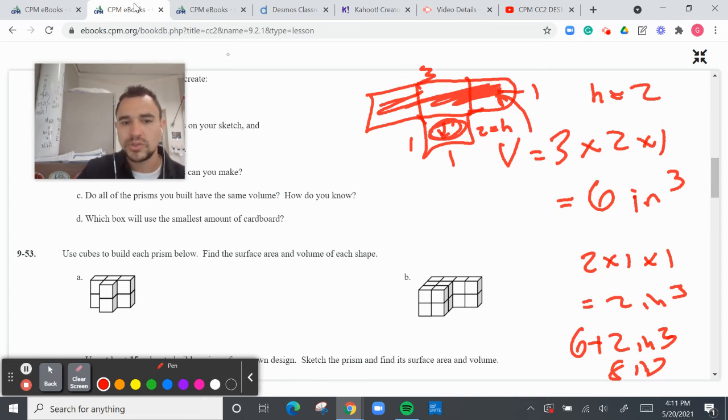Surface area is really tough, so we want to make sure that we get more practice in. But that's going to be it. Hopefully this makes a little sense.